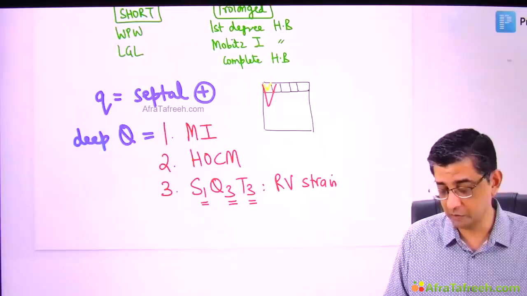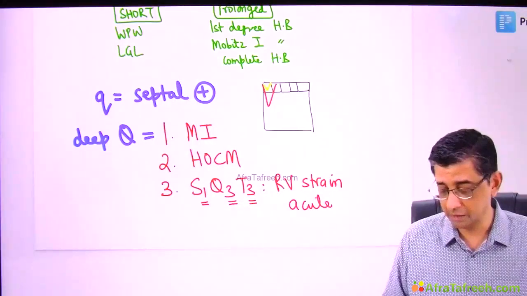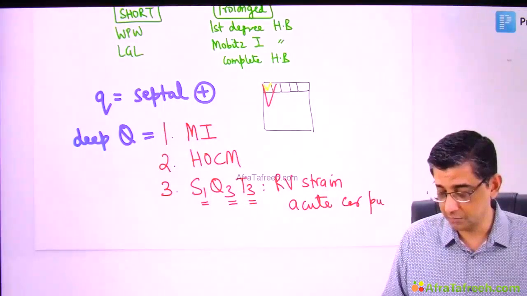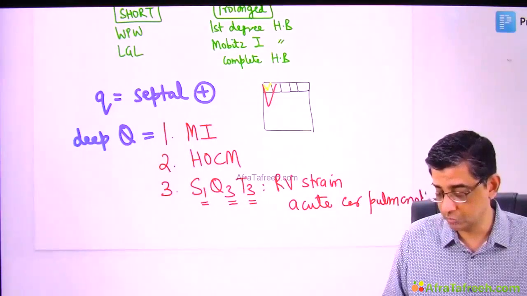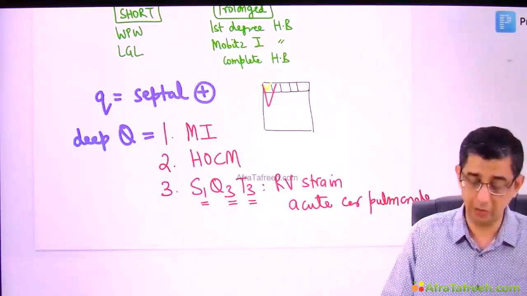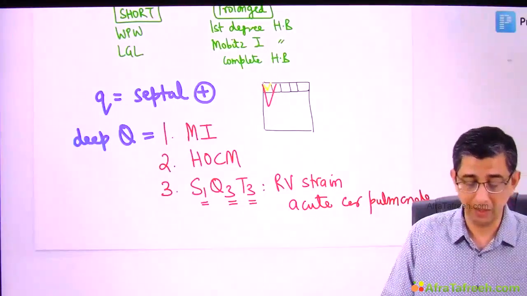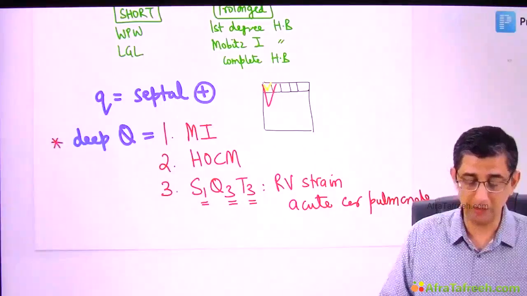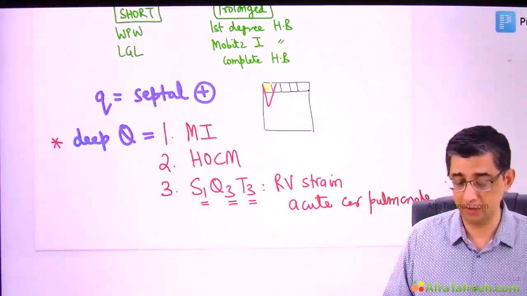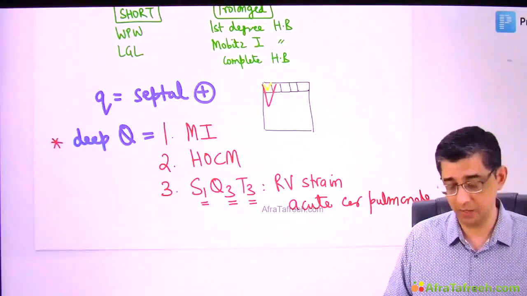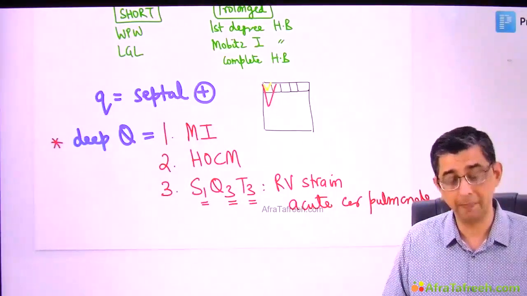You get it in patients of acute cor pulmonale. This is a separate topic which has been covered in the pulmonology section, and you can go through that. But at the moment, I want you to remember this information, which is important. Conditions causing deep Q waves are the ones which have been enumerated at the particular aspect, MI, HOCM, and then it's going to be S1, Q3, T3.